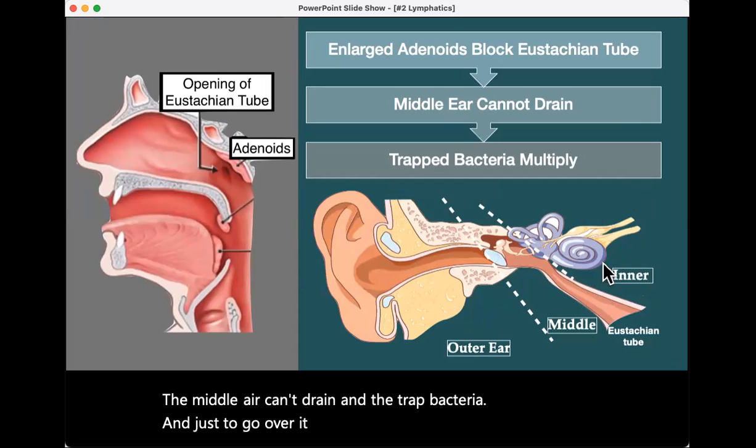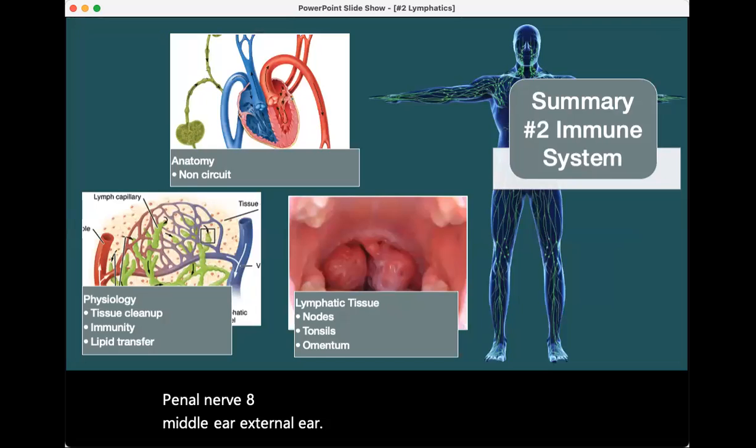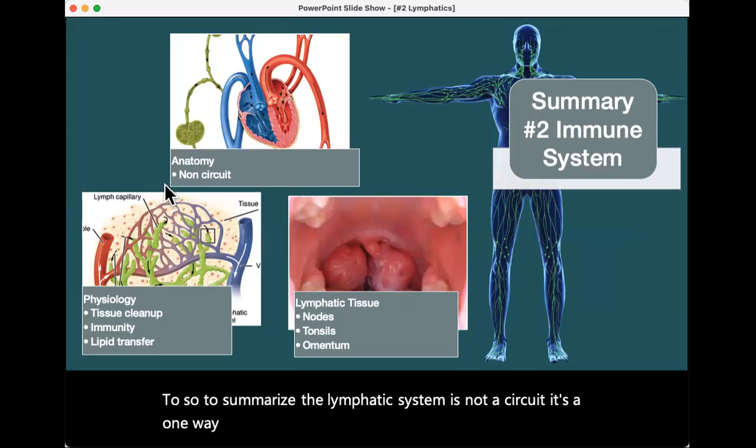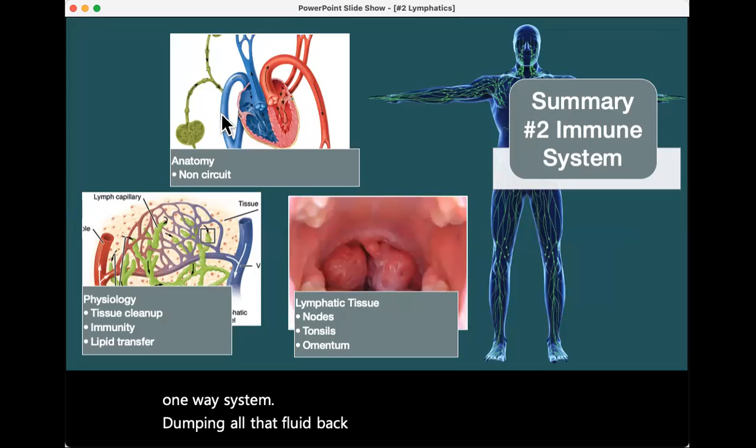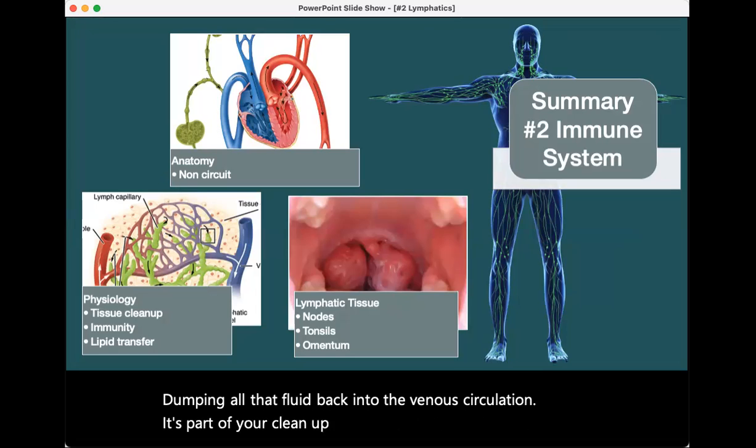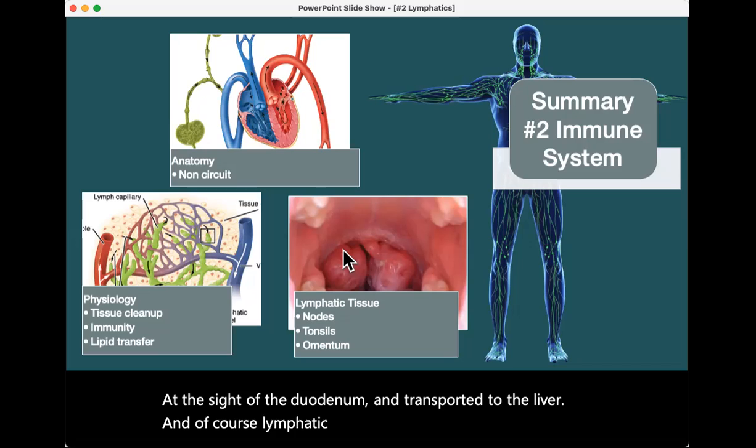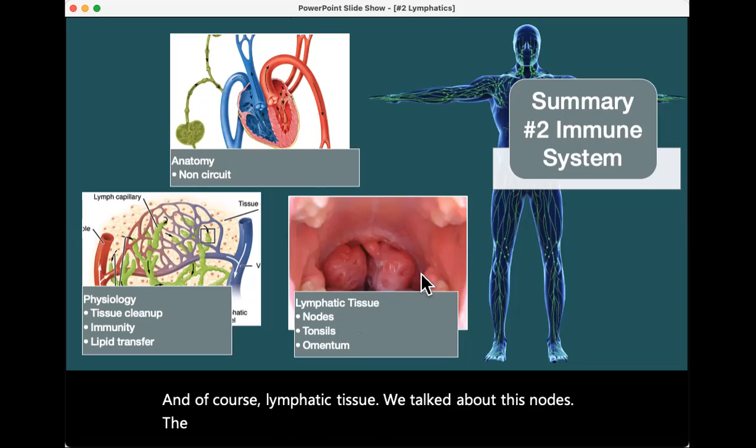And just to go over it one more time, inner ear is this location: cochlea, vestibular apparatus, these nerves, cranial nerve 8, middle ear, external ear. So to summarize, the lymphatic system is not a circuit. It's a one-way system, dumping all that fluid back into the venous circulation. It's part of your cleanup system for your immunity. It's also for lipid transfer to get the fatty acids that have been broken down at the site of the duodenum and transported to the liver. And of course, lymphatic tissue, we talked about the nodes, the tonsils, and of course the omentum.